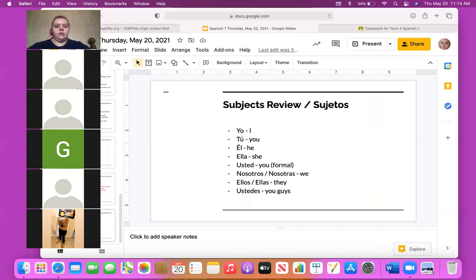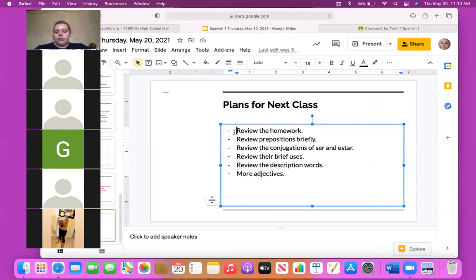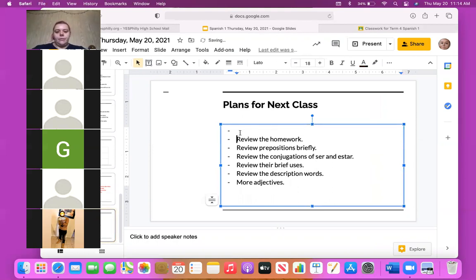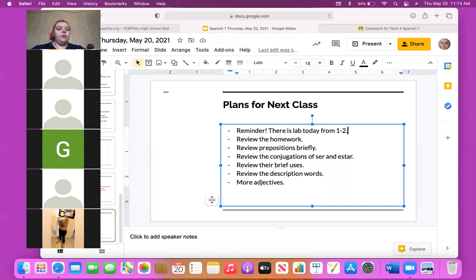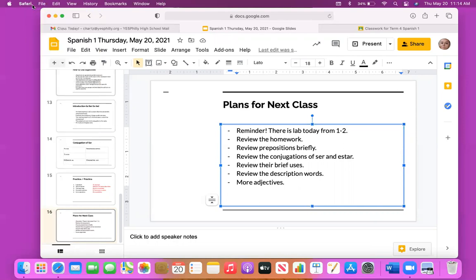Okay, great. So I did want to add in here, I just wanted to remind you guys there is lab today from 1 to 2. So if you have any questions on the homework, or on what we went over today, let me know and we'll go through it. That's completely fine. You can come to lab, just use the exact same link that you have been using for class. We'll go over the homework that I assigned.